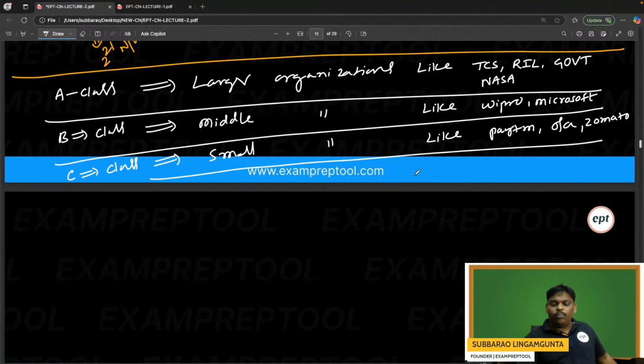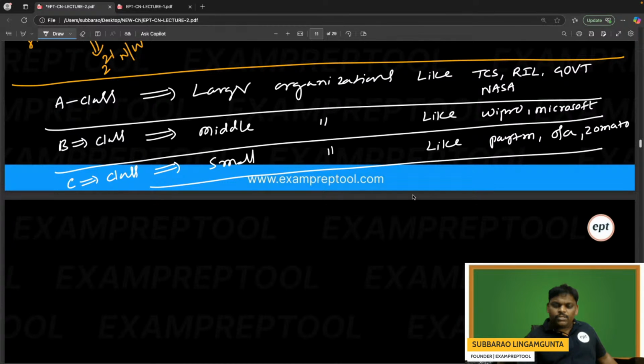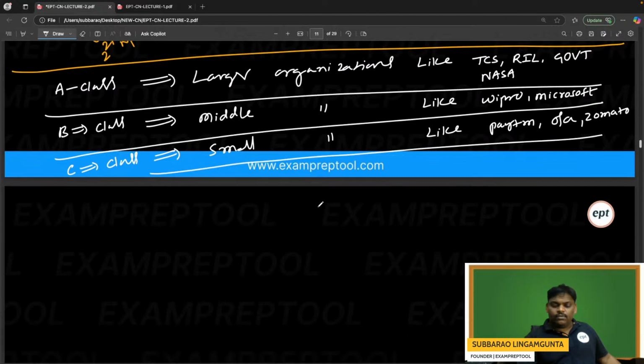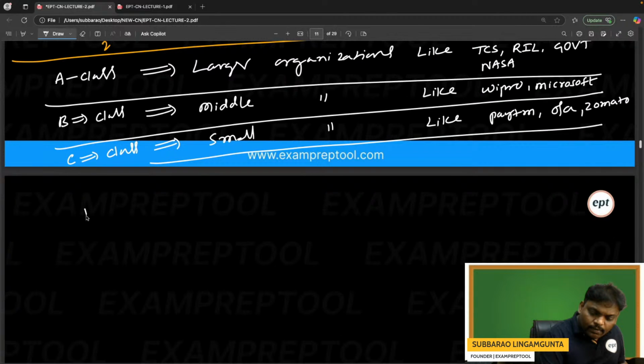TCS has more people. Fine. Perfect. Startup companies, all startups, no one will ask you. So class A for larger organizations, class B for middle organizations, class C for small organizations. Right? Class D.